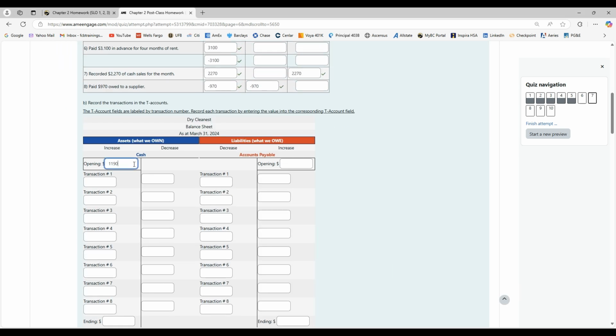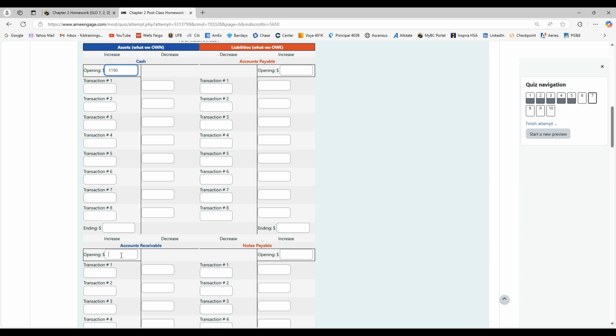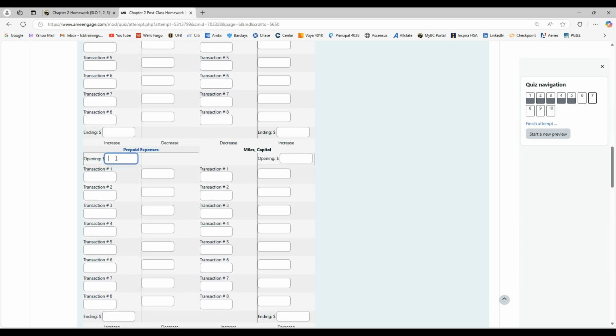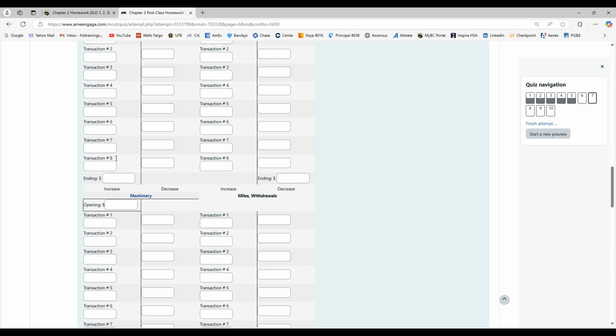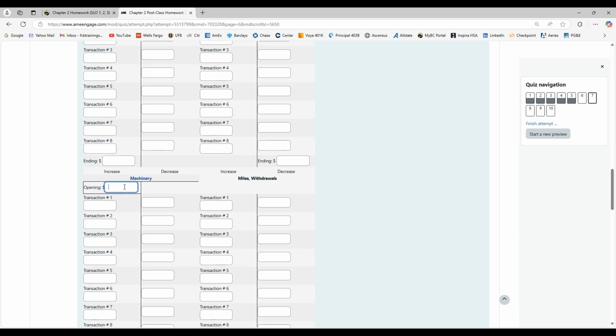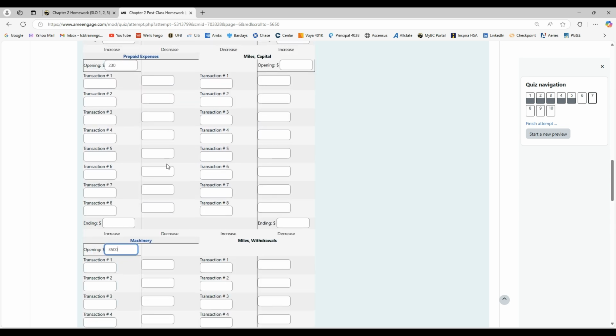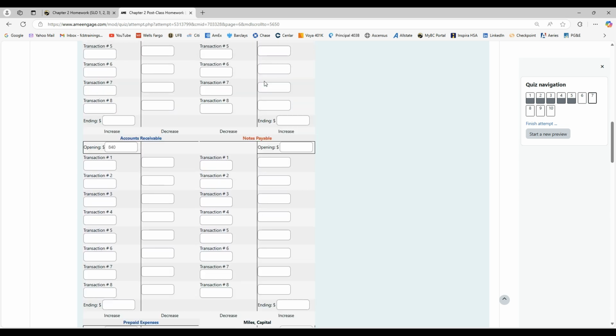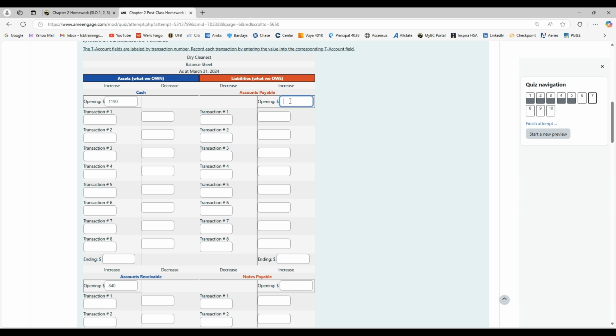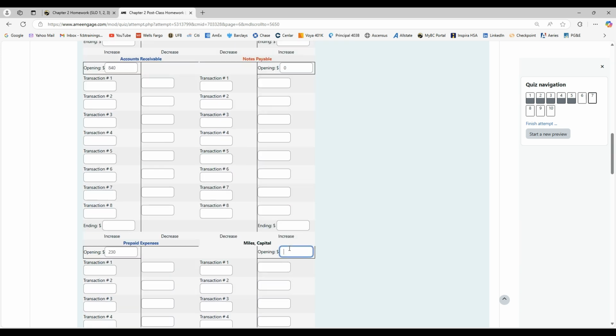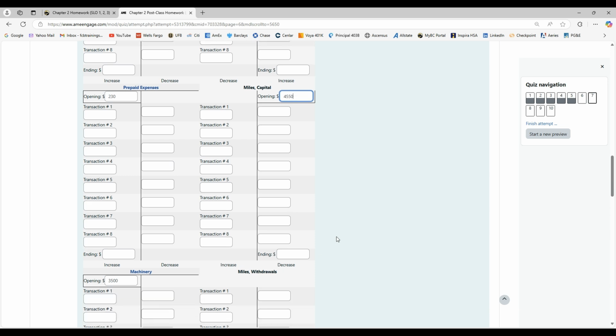So cash beginning balance is $1,190. Accounts receivable is $840. Prepaid expenses is $230. Machinery is $3,500. And then accounts payable, so onto the liabilities then. Accounts payable is $1,210. No opening balance for notes payable.